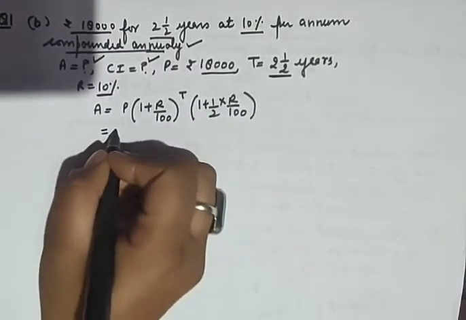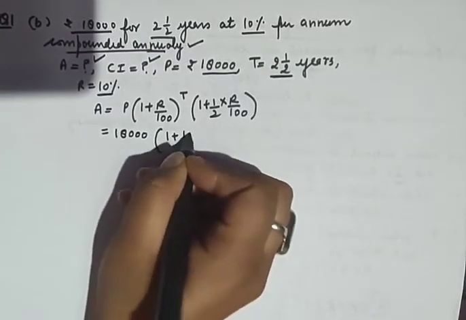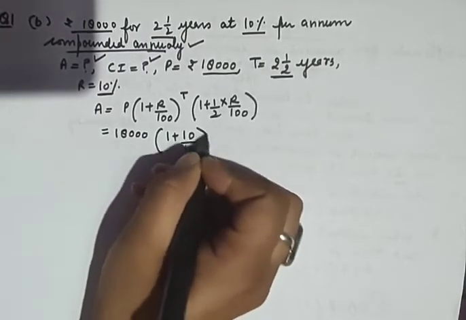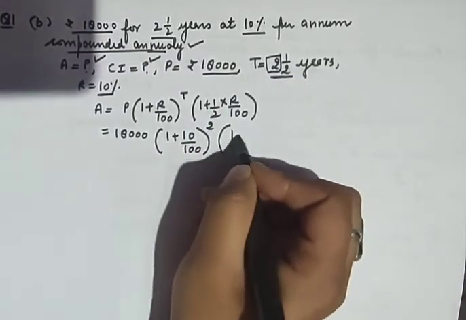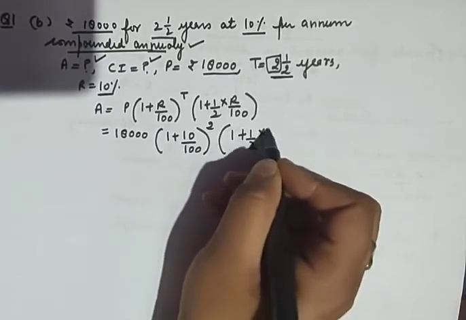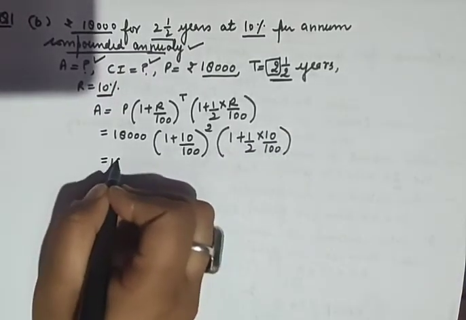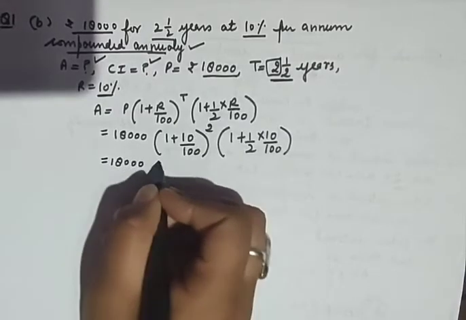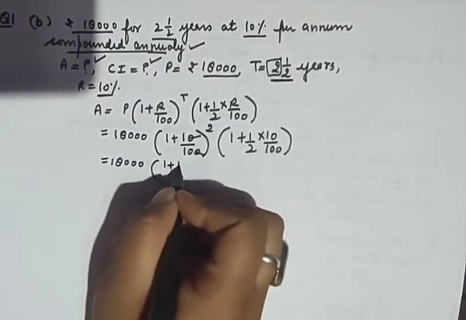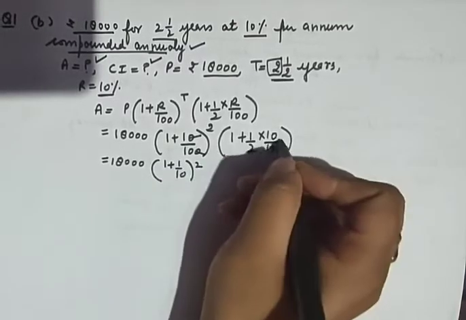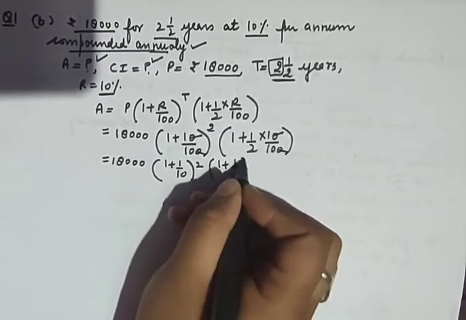So what are we applying, what is your P here? It is 18,000. 1 plus 10 upon 100, and complete full 2 years is here, so I am applying 2 here. 1 plus 1 by 2 into 10 upon 100 here. Okay, so 18,000 here. This 0 and this 0 will be cancelled, so I am getting 1 plus 1 by 10 whole square. This 0 and this 0 will be cancelled, so I will be getting 1 plus 1 by 20 here.